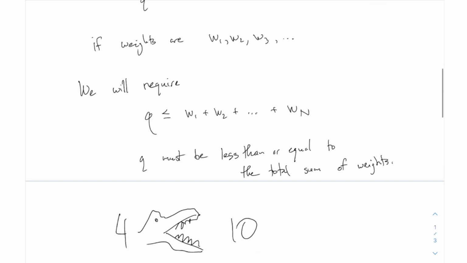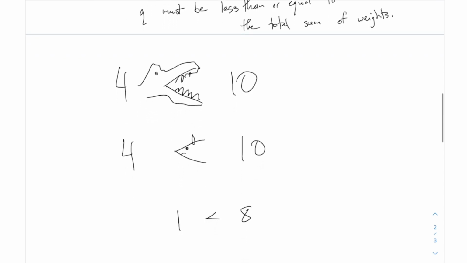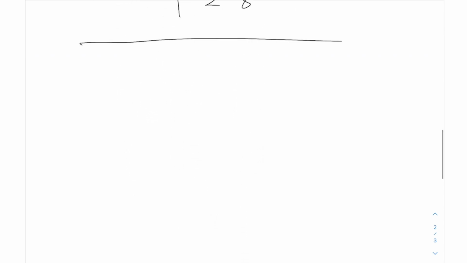Okay, so that's the first restriction. The quota cannot be too big, right? It has to always be less than or equal to what you get when you add up all the weights. Okay? This is a little bit less obvious, but there is also an unrealistic scenario if the quota is too small. So check this out. Here's another one which is unrealistic.